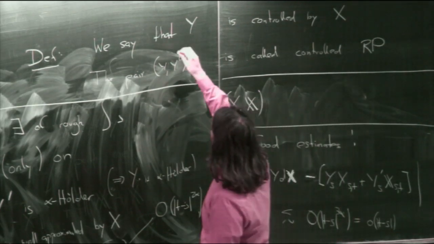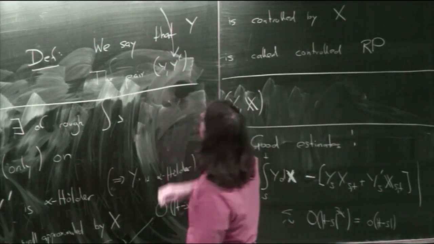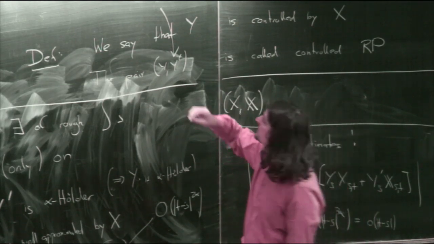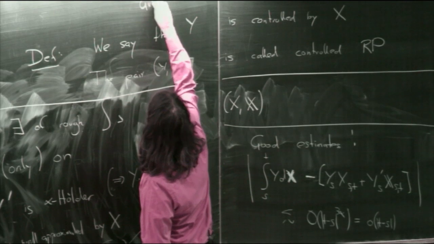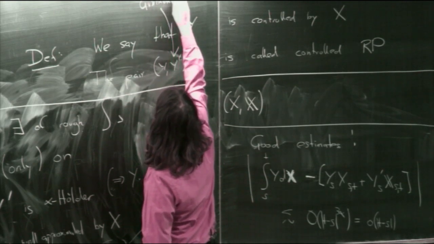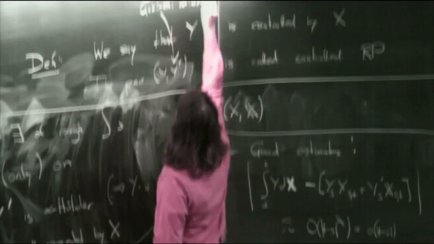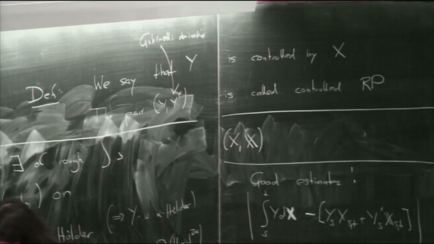And this y prime here, we call it the Gubinelli derivative. Okay, now you have to be a little bit careful. It's usually clear from the context what it is, because if you start with y equals f of x, then the natural candidate for y prime is the derivative of f evaluated at x.